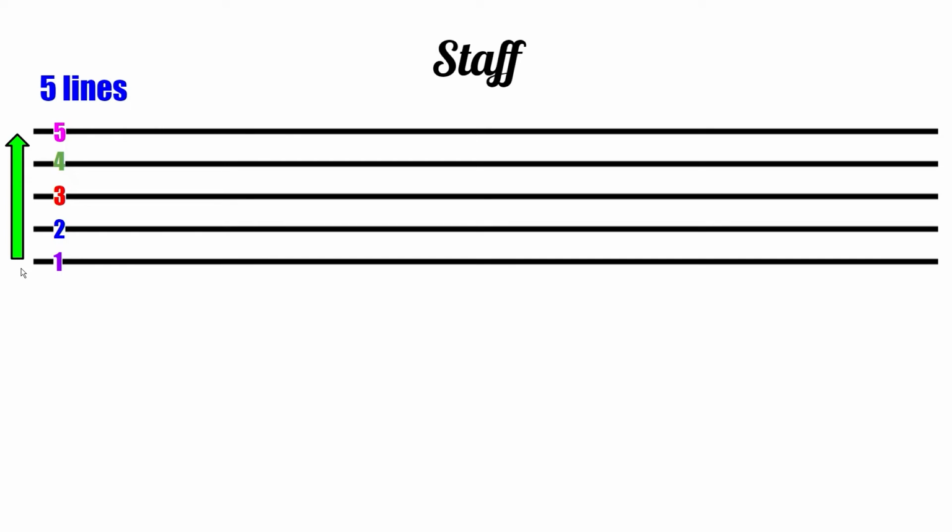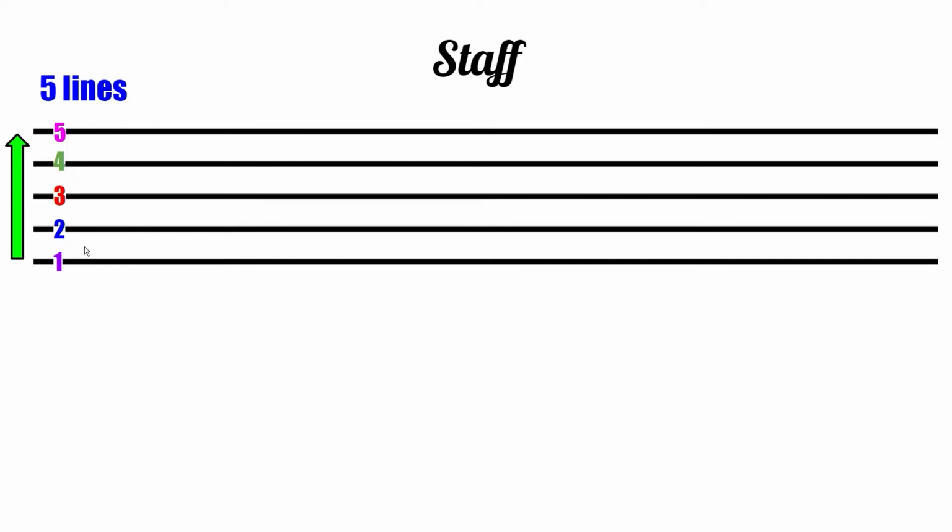Here we have 5 parallel lines. In the music world, we call that a staff. The staff has 5 lines, and we count them from the bottom. This is the first line. There's the second, third, fourth, and fifth. And notice we counted them from the bottom up.